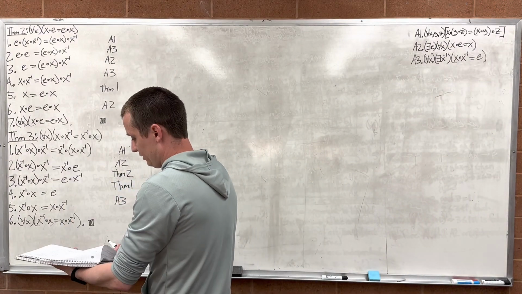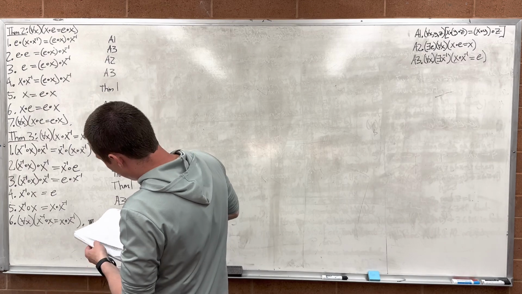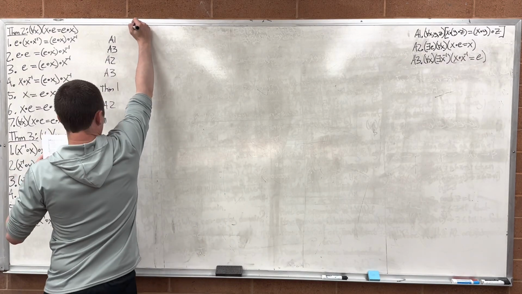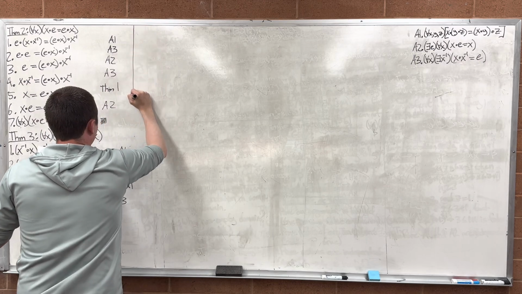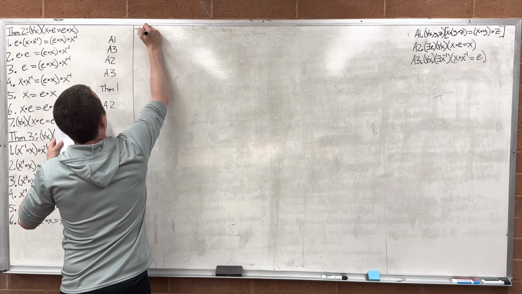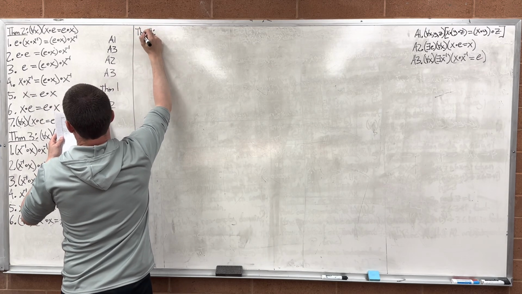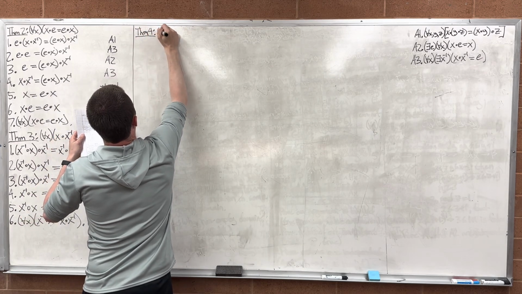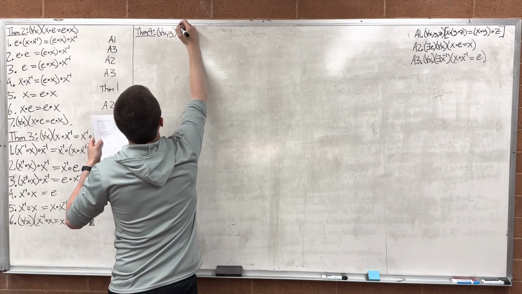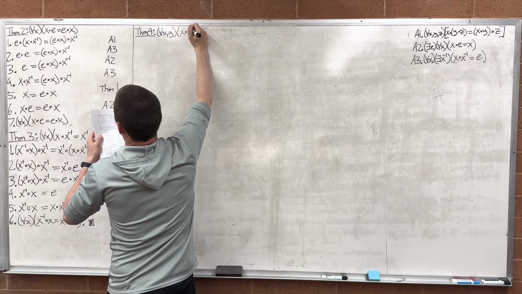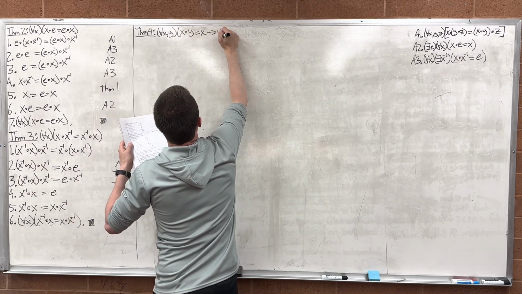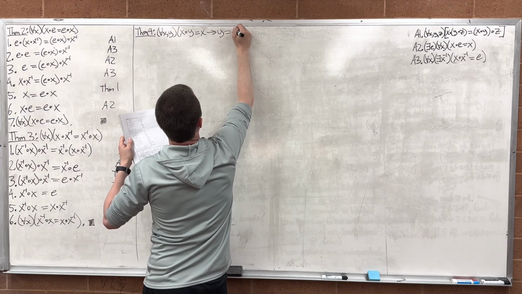That was fun. So now we're on to Theorem 4. So Theorem 4 says for all x and y, if x compose y is equal to x, then y must have been equal to identity.